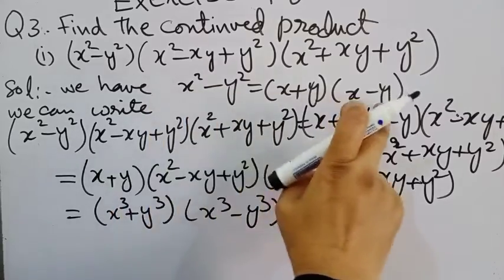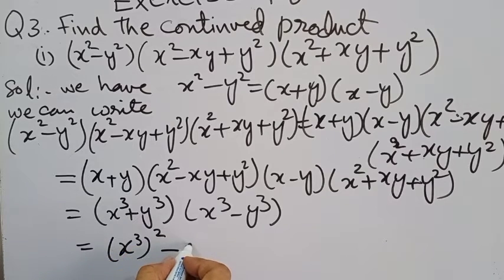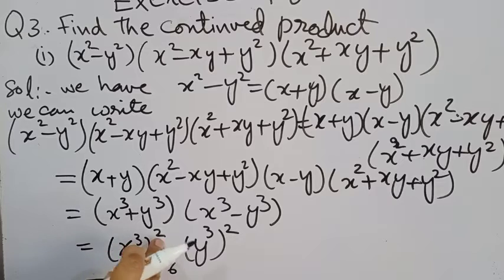In this form we can write x cube whole square minus y cube whole square, which is equal to x power 6, 3 multiplied by 2 is 6, minus y power 6. This is our answer.